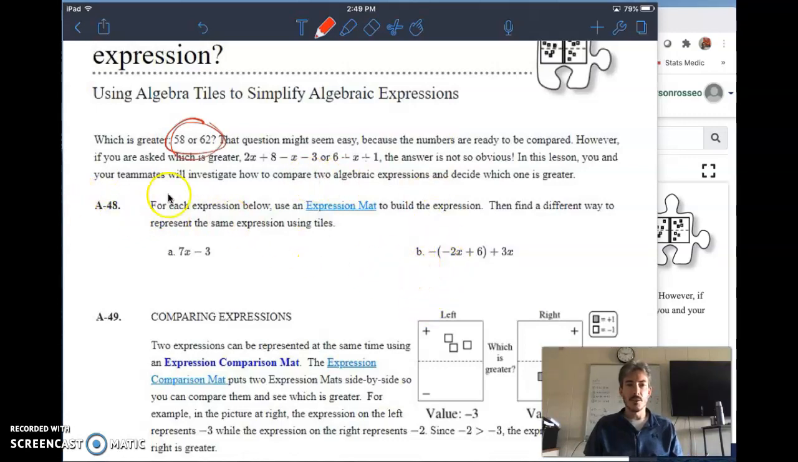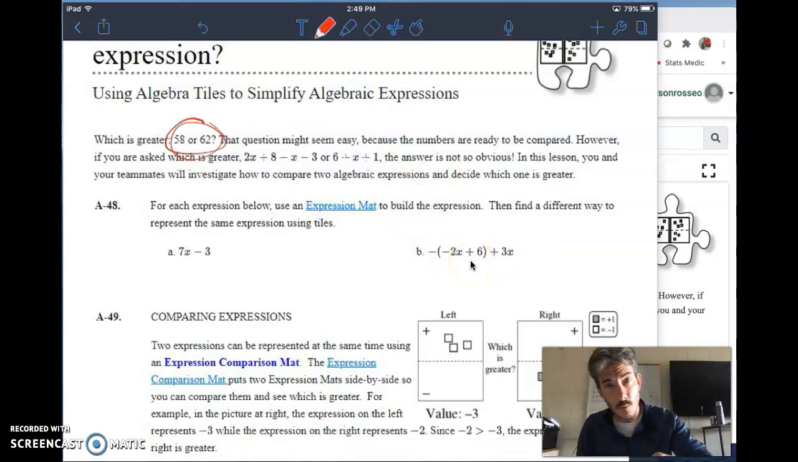And here's what I'm going to ask us to do. I'm going to ask us to start with number 48 here in A.1.5, and I'm going to bypass letter A and focus on letter B. You can click the link in the problem if you like, and you can find the expression mat. What I'm going to ask you to do is pause your video right now and try to build B. All right, so one more time. Pause your video and try to build this on the expression mat.